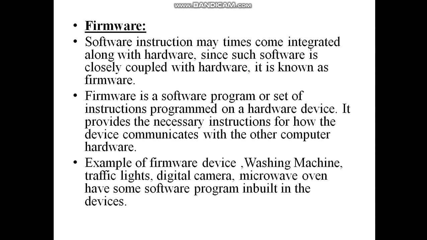Software instructions many times come integrated along with hardware. Since such software is closely coupled with hardware, it is known as firmware. Firmware is a software program or a set of instructions programmed on a hardware device. It provides the necessary instructions for how the device communicates with the other computer hardware. Examples of firmware devices: washing machine, traffic lights, digital camera, microwave oven have some software program inbuilt.